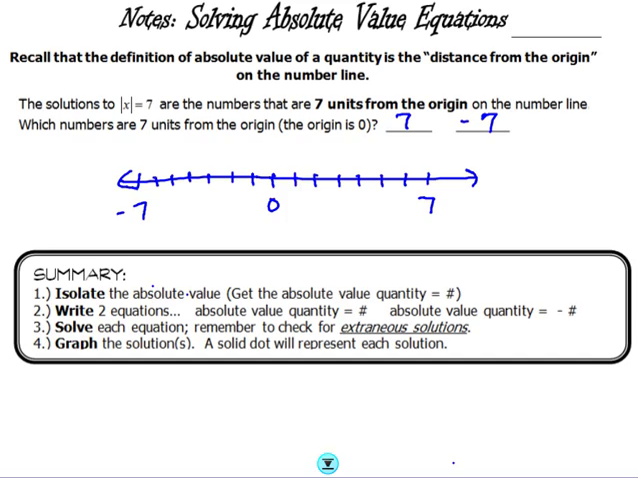Alright, we're going to follow these steps when we solve an absolute value equation. Step number 1, we're going to isolate the absolute value. Step number 2, we're going to write two equations. It's like a piecewise, remember? So the positive one and the negative one. Then we're going to solve each equation, and we're going to remember to check our answers, make sure they work, and look for extraneous solutions. And then finally, we're going to graph the solutions. A solid dot will represent each solution.